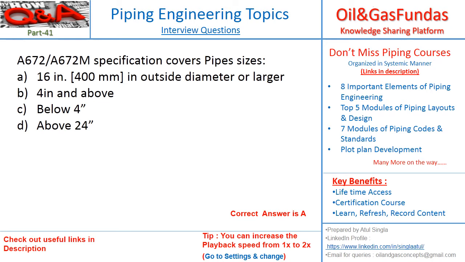This standard is using plate material to manufacture the pipes. So this is used for higher sizes only. So above 16-inch we go for this A672 type material, so that we can weld it and make higher outside diameter pipes.